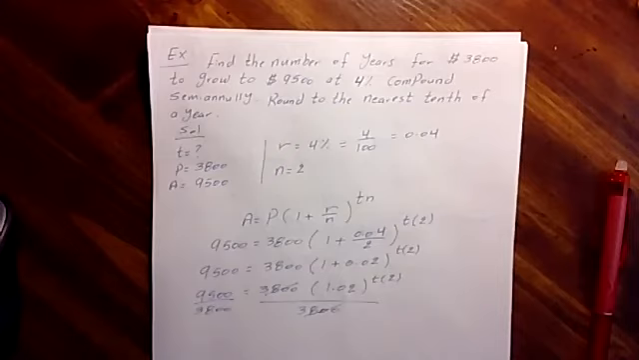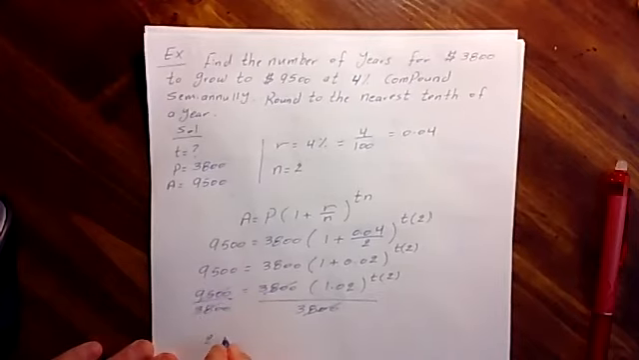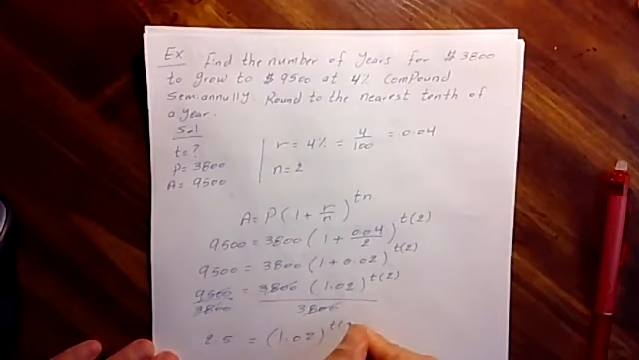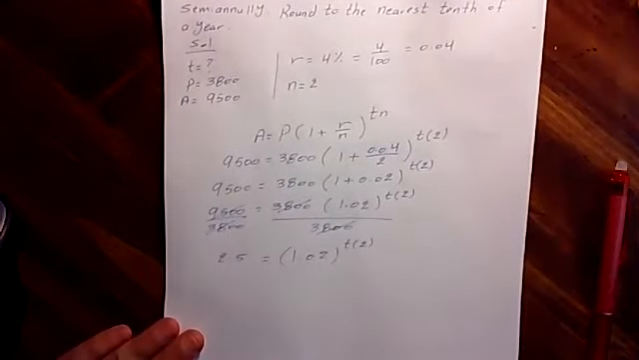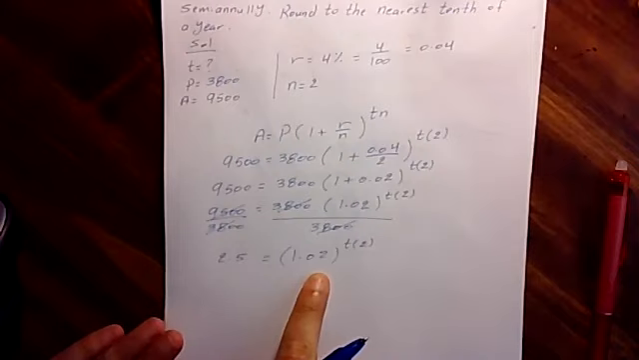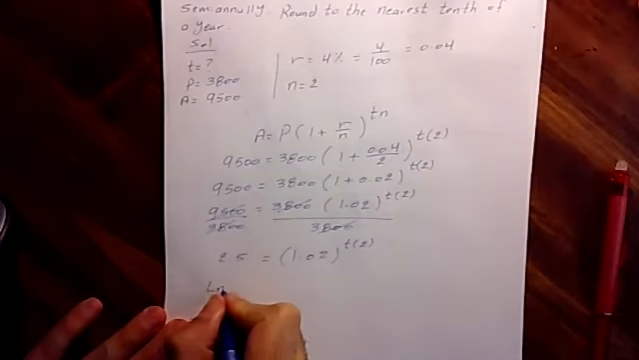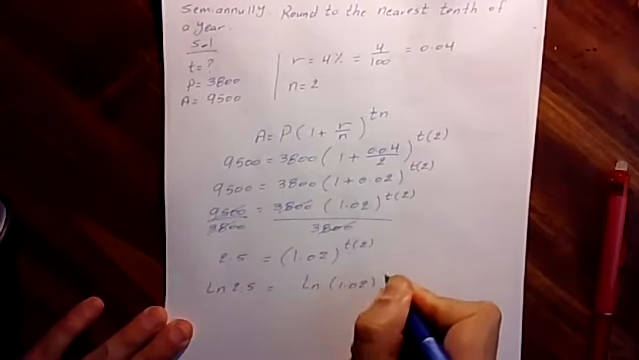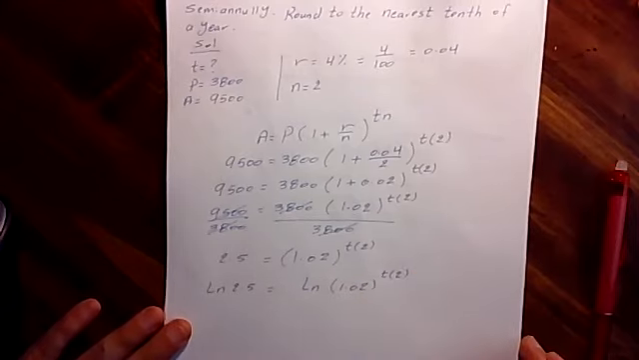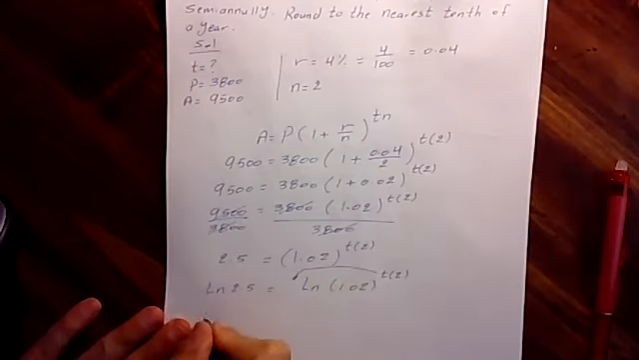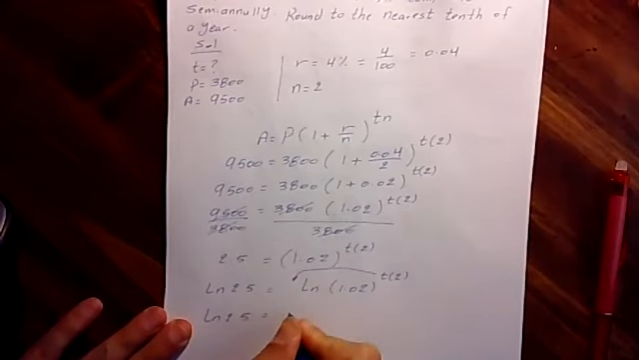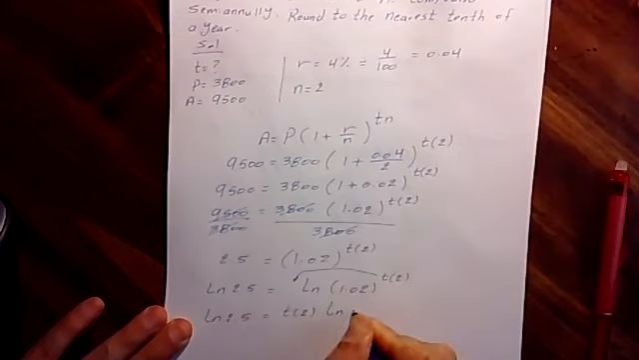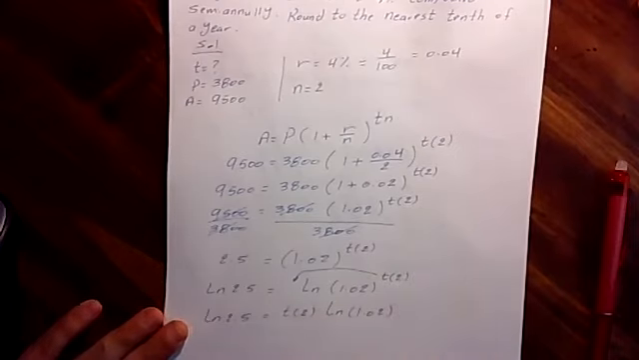Let's check how much is going to be on this side. If we divide 9,500 by 3,800, it's going to be 2.5. So 2.5 equals 1.02 to the t times 2. Now, it's exactly like example 1 we took today. We're going to take ln of both sides. ln 2.5 equals ln 1.02 to the t times 2. Now, one of the ln rules, you can take the exponent in front. So it's going to be ln 2.5 equals t times 2 ln 1.02.